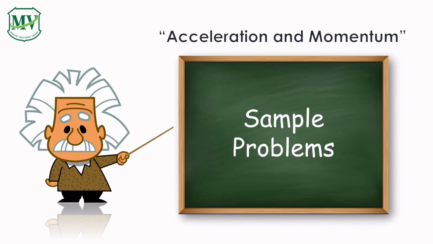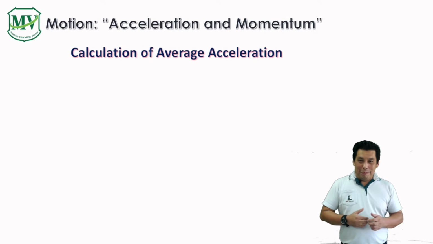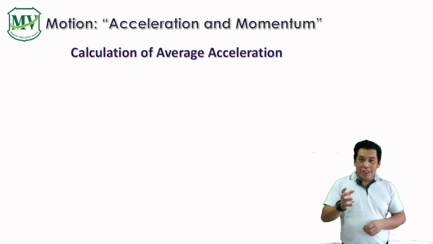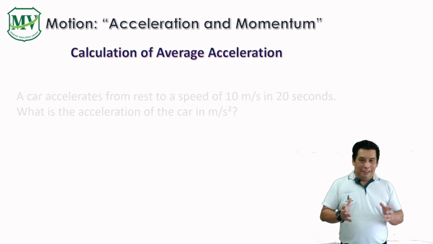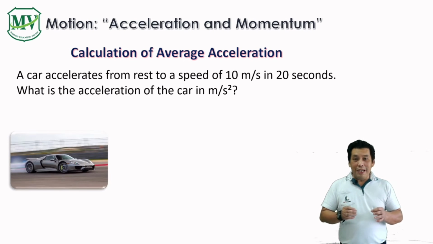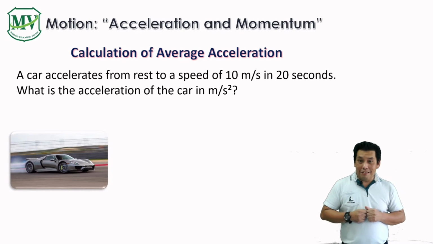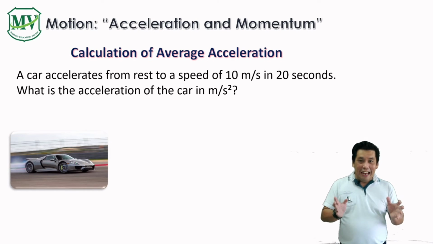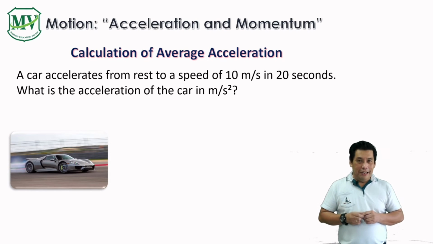Here are sample problems to illustrate the laws of motion. Now here is problem number 1. We will be solving for average acceleration. A car accelerates from rest to a speed of 10 meters per second in 20 seconds. What is the acceleration of the car in meters per second squared?